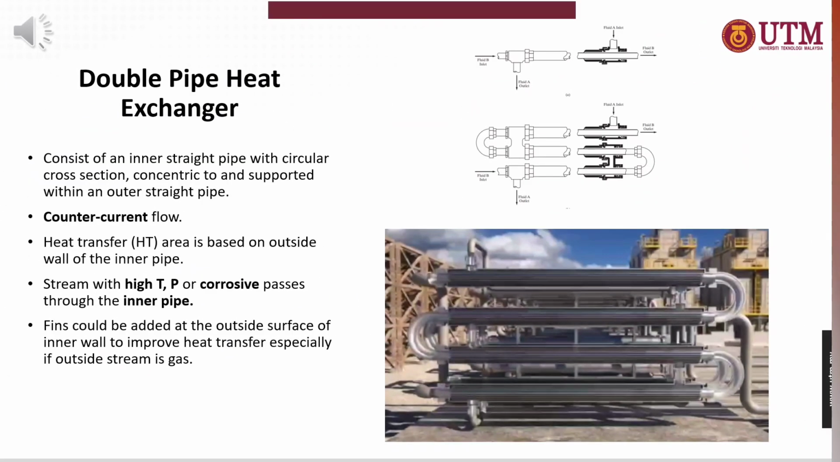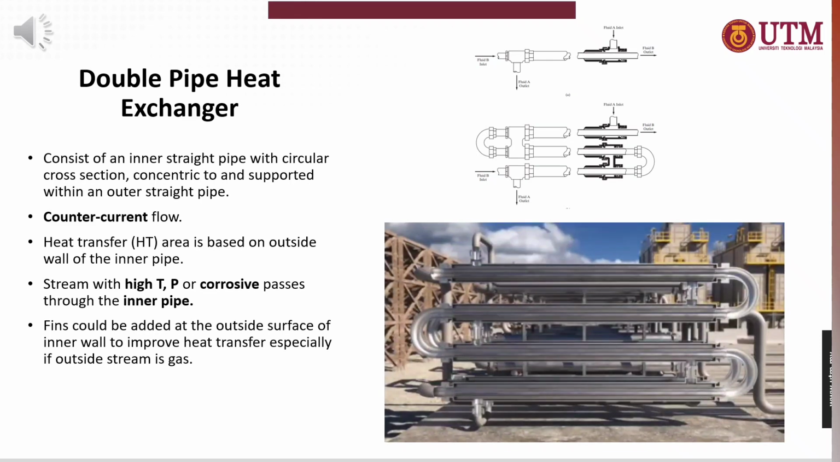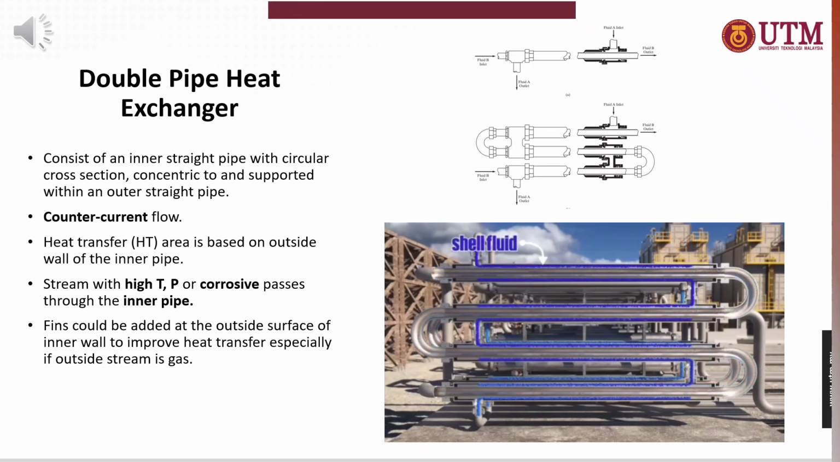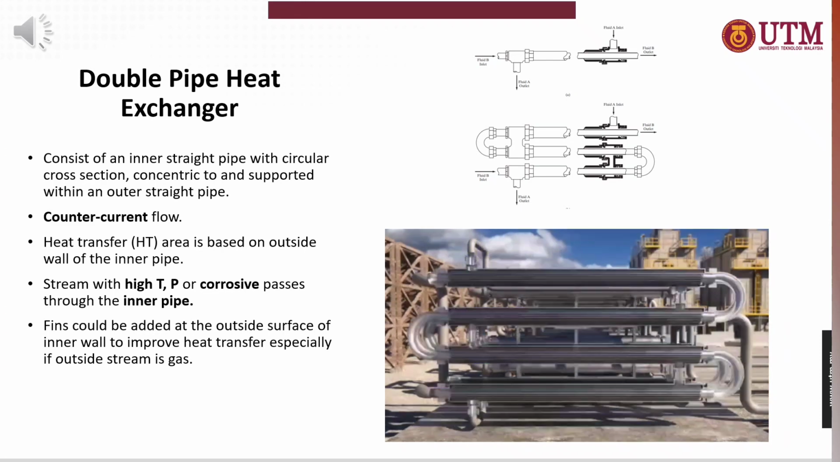I'll be explaining the double pipe heat exchanger. It consists of an inner straight pipe with circular cross-section, concentric tube, and supported within an outer straight pipe. The hot and cold fluid are fed into the heat exchanger in counter-current flow. Also, the heat transfer area is based on the outside wall. The stream with high temperature or pressure or corrosive passes through the inner pipe. Longitudinal fins can be added to the outer surface of the inner pipe if there is gas drip.